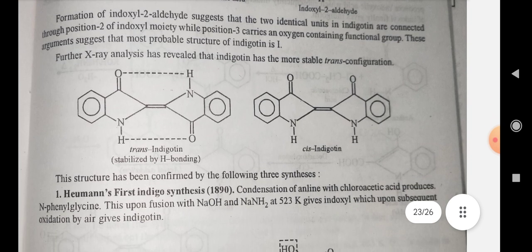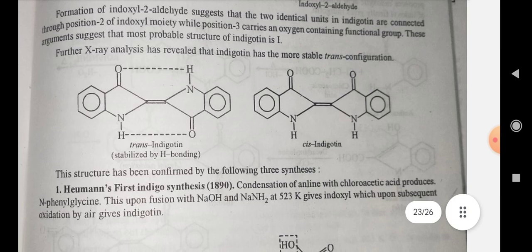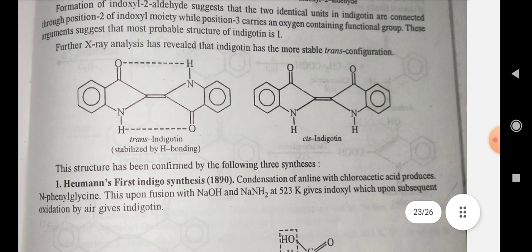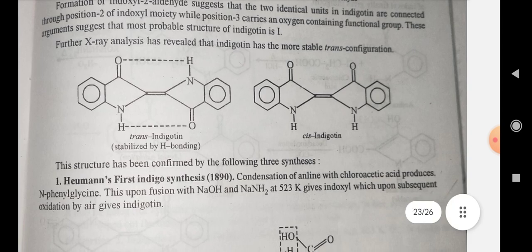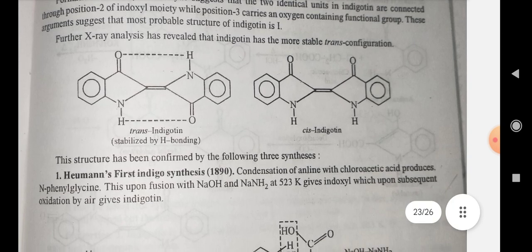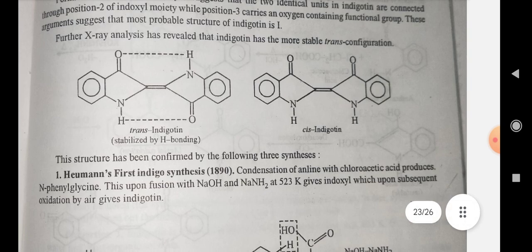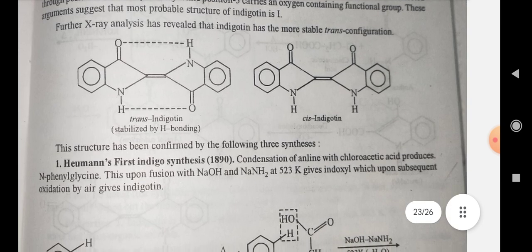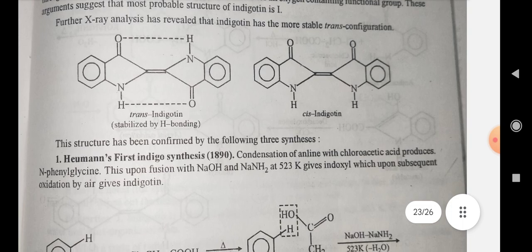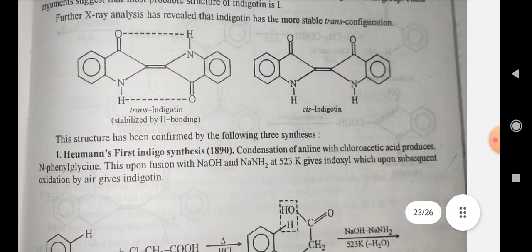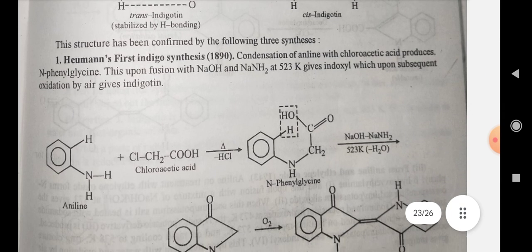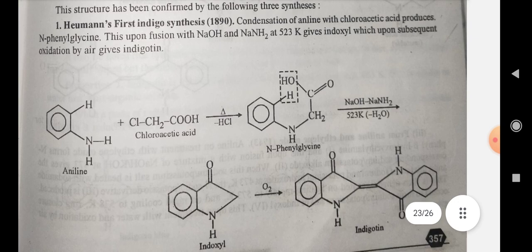Formation of indoxyl 2-aldehyde suggested that the two identical units in indigotin are connected through position 2 of the indoxyl moiety, while position 3 carries an oxygen-containing functional group. These arguments suggest that the most probable structure of indigotin is 1. Further X-ray analysis has revealed that indigotin has the more stable trans configuration. This structure has been confirmed by the following three syntheses.